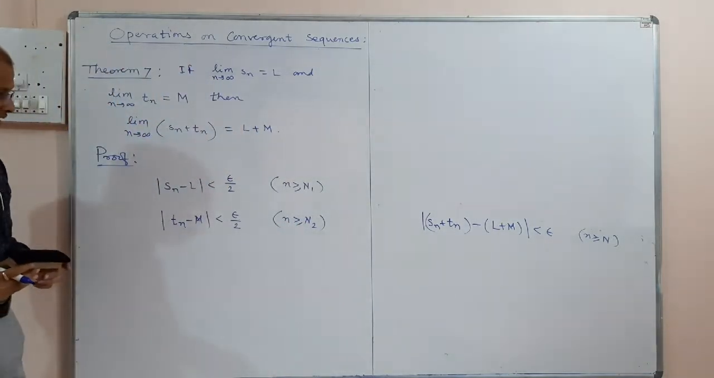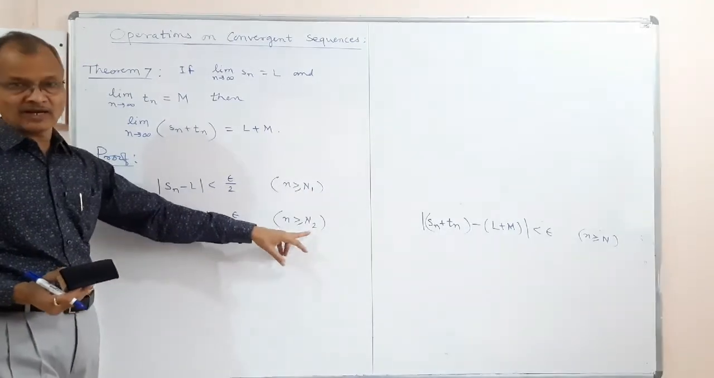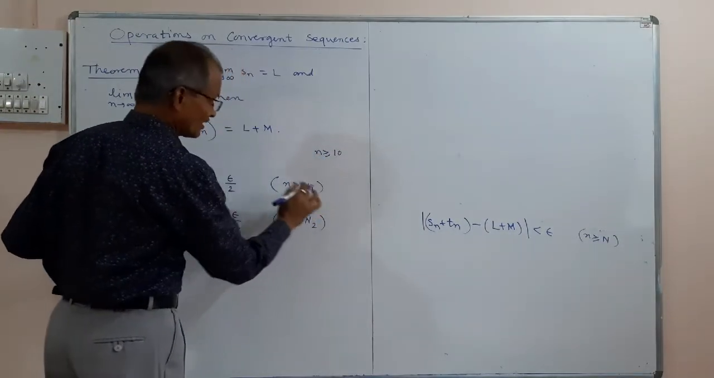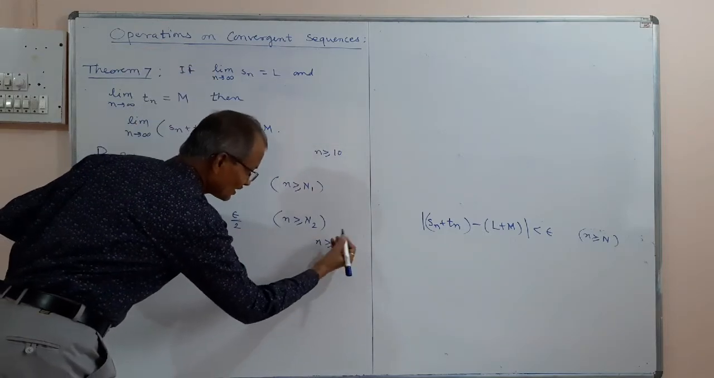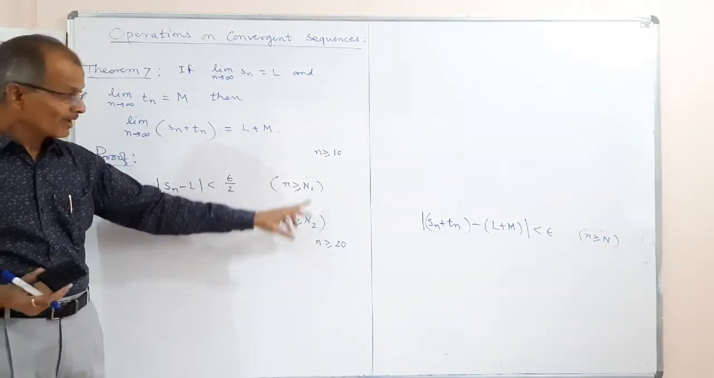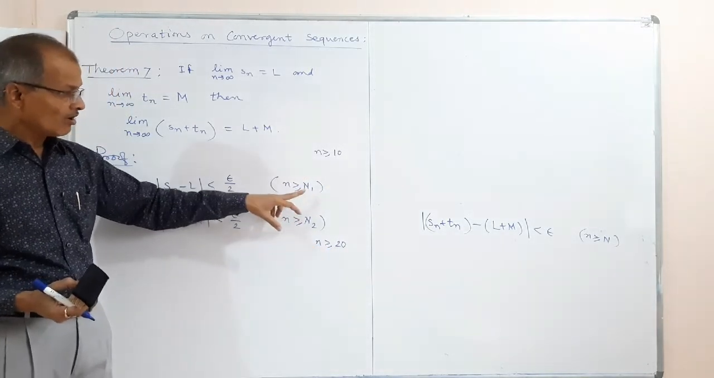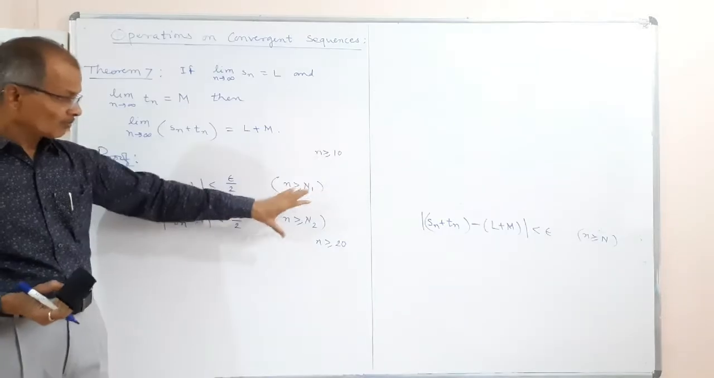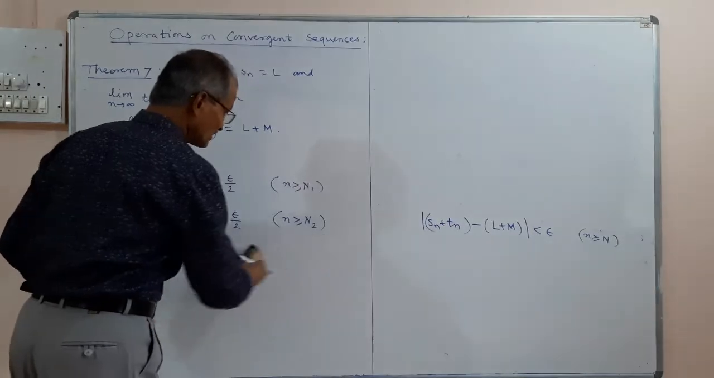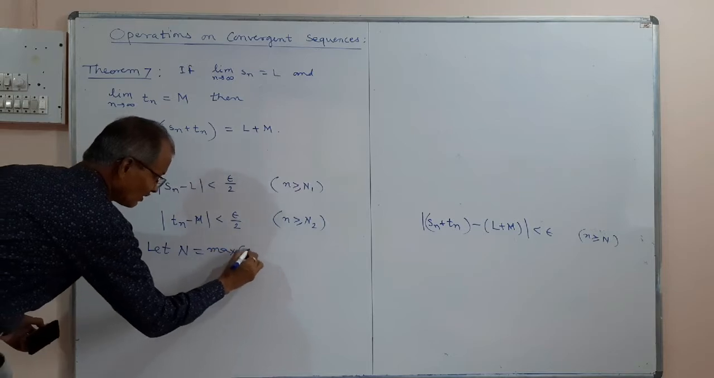Now next, both will be true for the maximum value of n1 and n2. Suppose this n1 is 10, so n is greater than or equal to 10 here, and suppose n2 is, say, 20. Now both these results will be true for the maximum value. That means if you consider n greater than or equal to 20, then that is obviously greater than or equal to 10. So both the results hold for the maximum value, and that's why we consider capital N as the maximum of n1 and n2. So let capital N be equal to the maximum of n1 and n2.